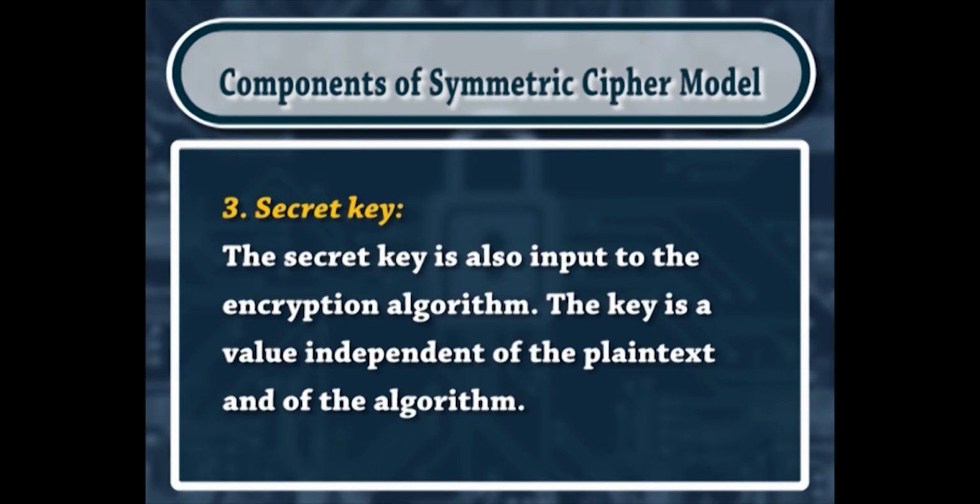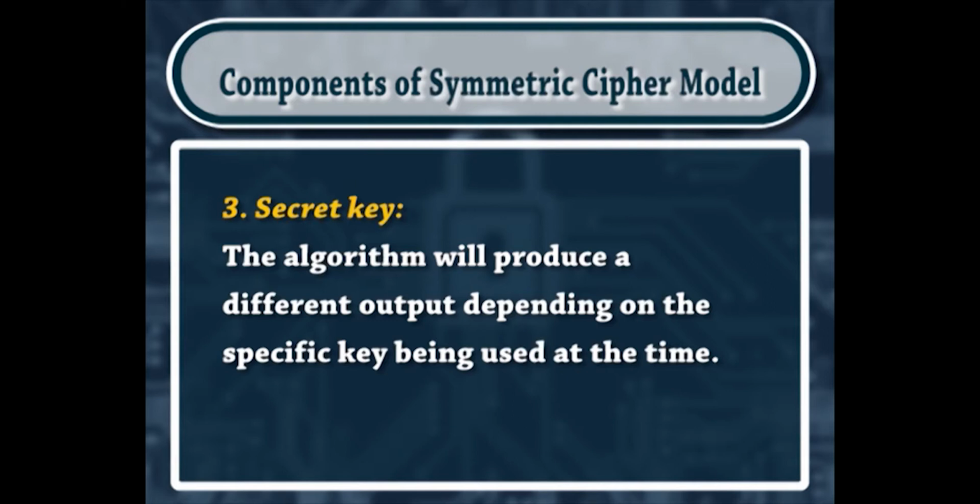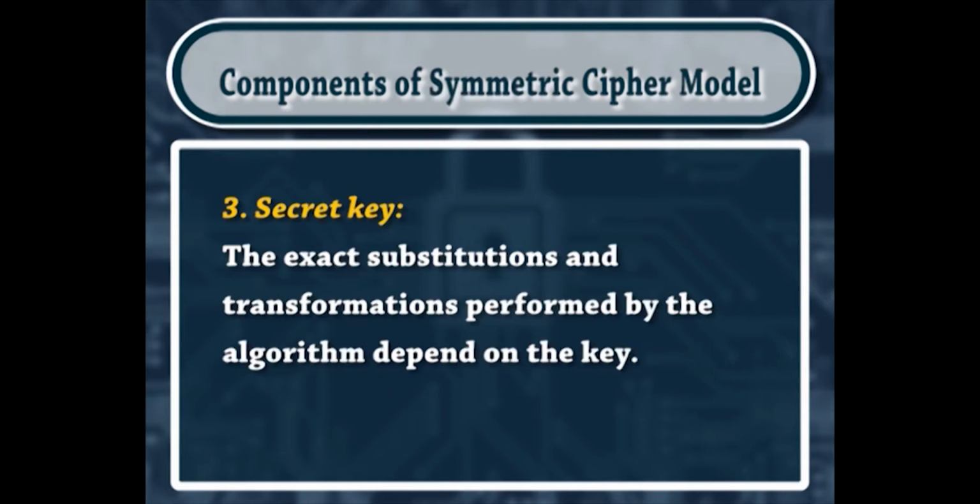Number 3, secret key. The secret key is also input to the encryption algorithm. The key is a value independent of the plain text and the algorithm. The algorithm will produce a different output depending upon the specific key being used at the time. The exact substitutions and transformations performed by the algorithm depend upon the key.